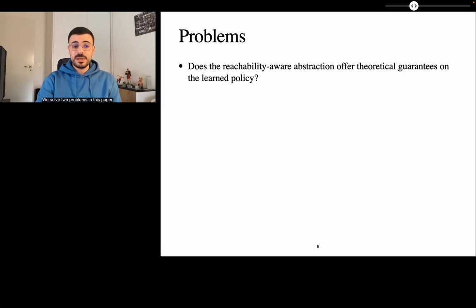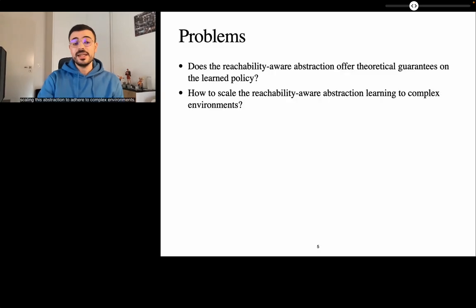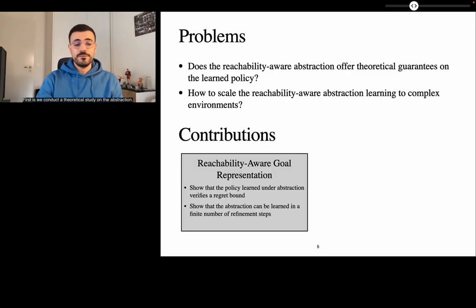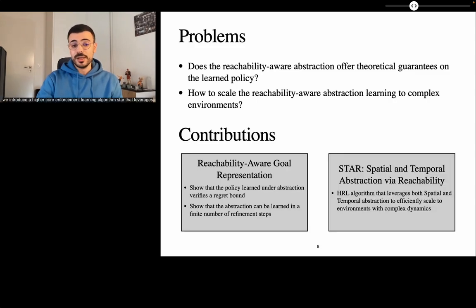We solved two problems in this paper, the first of which is establishing theoretical guarantees on the reachability-aware abstraction, and then second, scaling this abstraction to complex environments. And so our contributions are twofold. First, we conduct a theoretical study on the abstraction, and then second, we introduce a hierarchical reinforcement learning algorithm, STAR, that leverages both the spatial abstraction and the temporal abstraction mechanism to scale to complex environments.